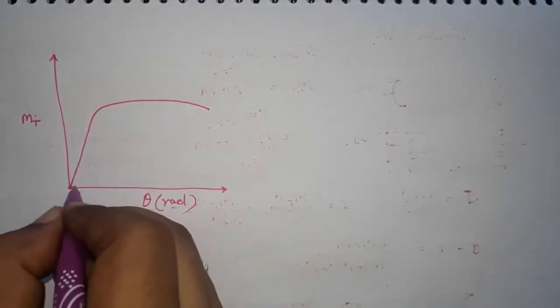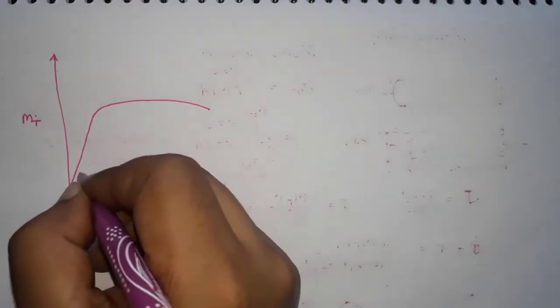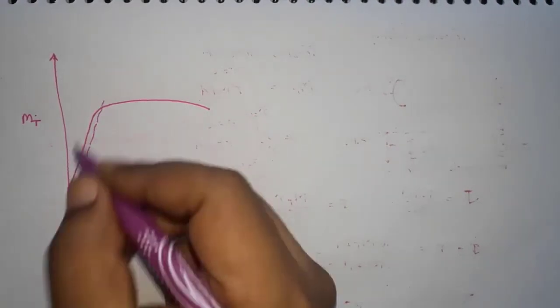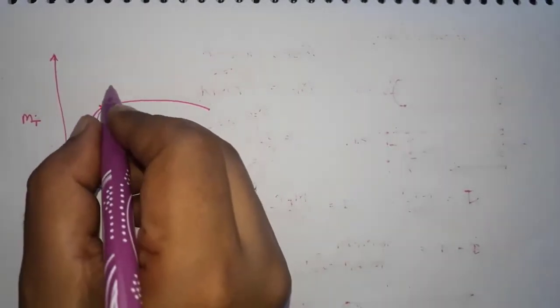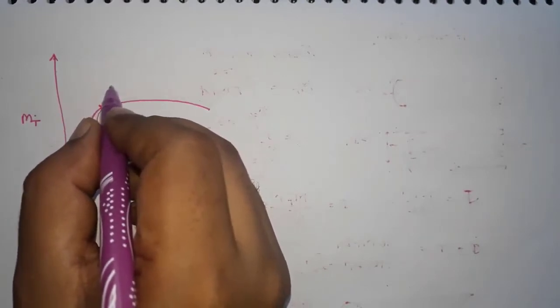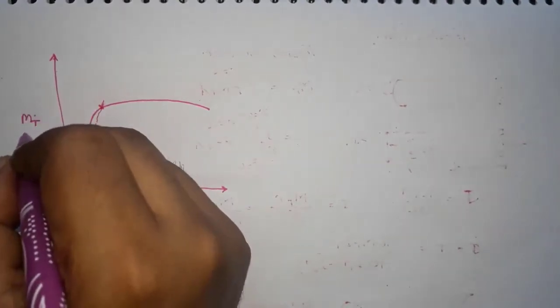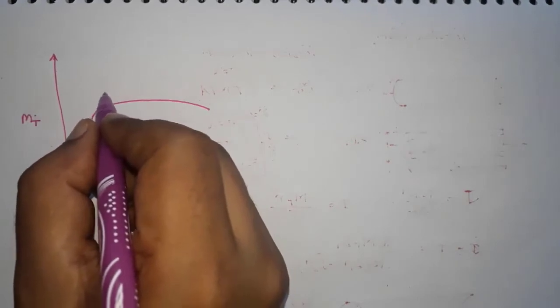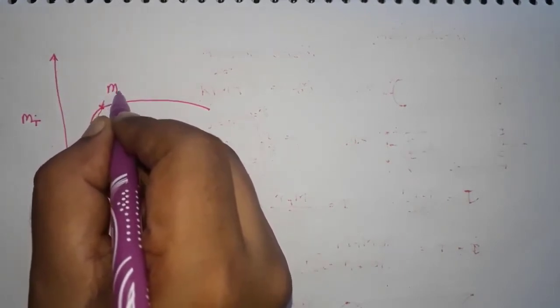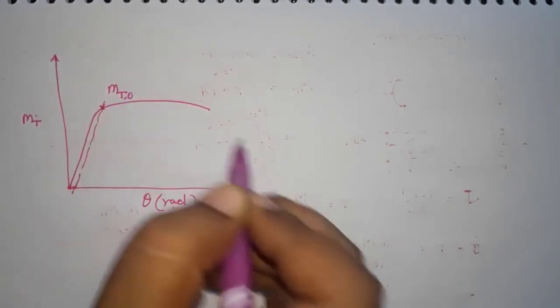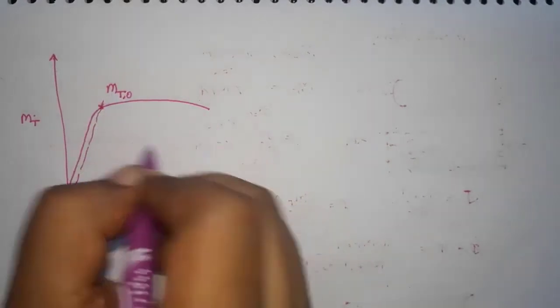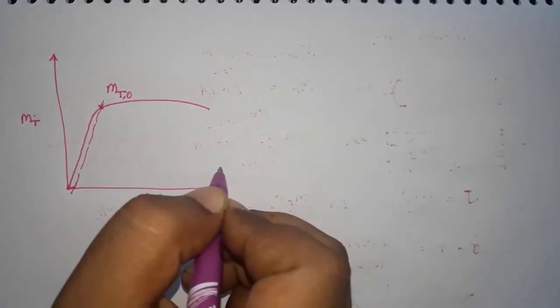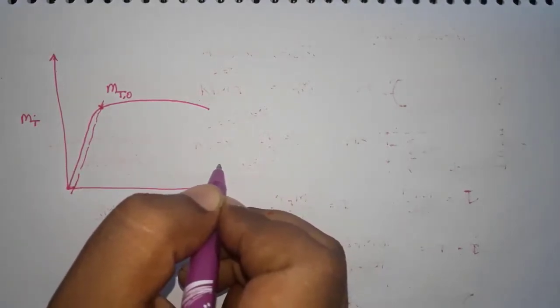So you can take an offset as we do in the stress strain diagram, where we take 0.002, so 0.2%. So you can take a 0.2% offset and you can find out the yielding torsion moment. So that will be, let's say, mt naught. Okay, so we can do this in this test also.